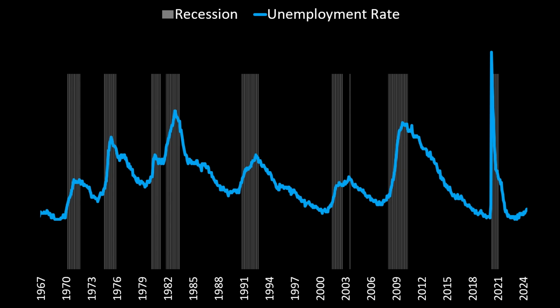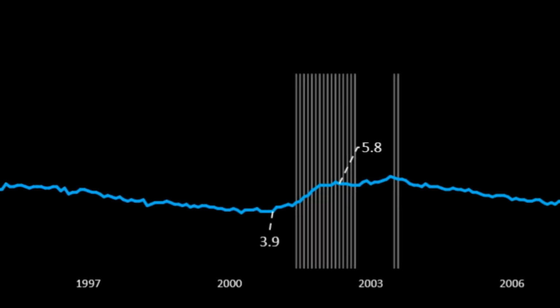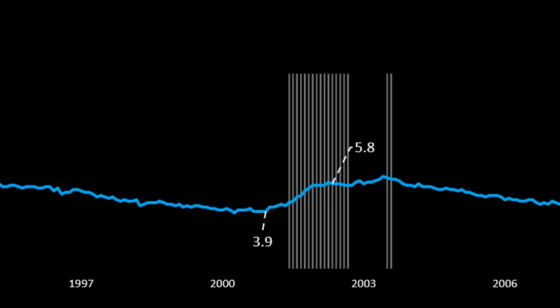In blue, we have the unemployment rate. In gray, those are those times when the Sahm indicator showed us a recession signal. We take a look at 1991. Unemployment rate rose from 5.4 up to 7.6%. We take a look at 2001, 3.9% up to 5.8% unemployment.